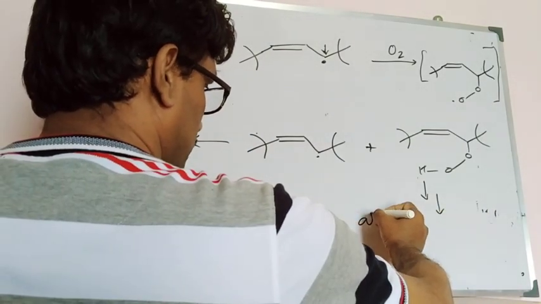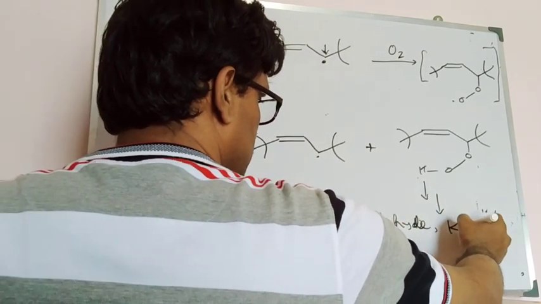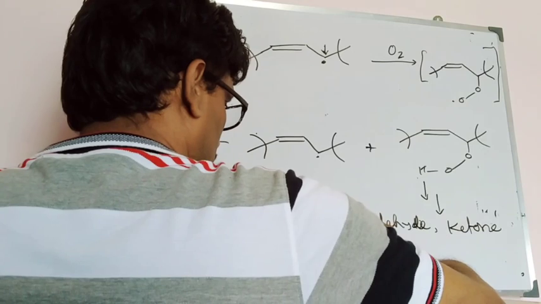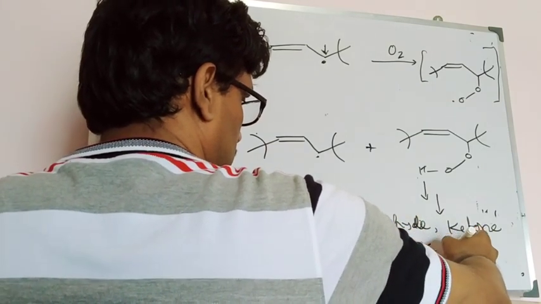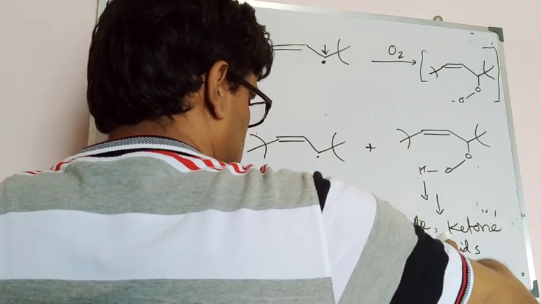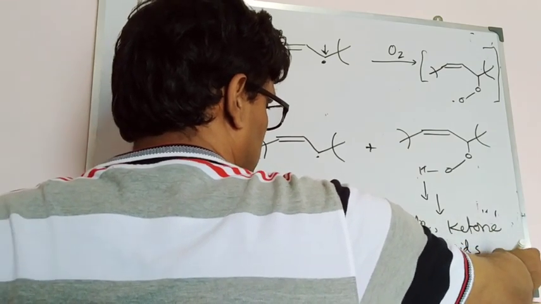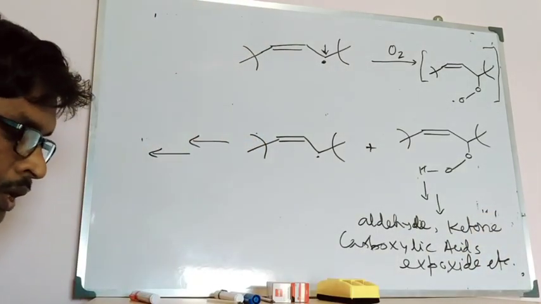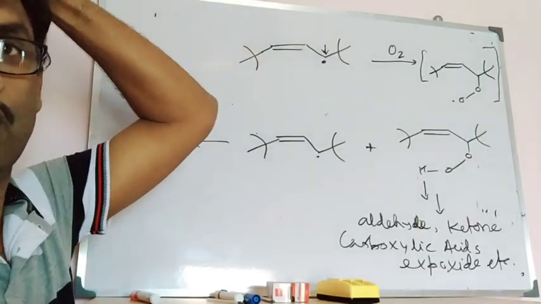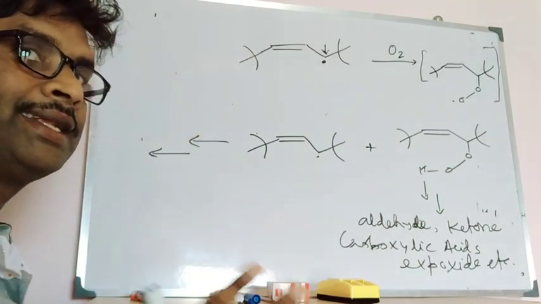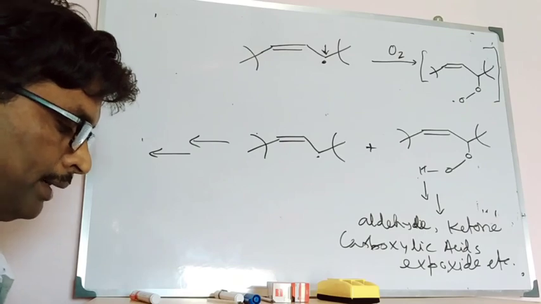So it can be converted to the aldehyde, ketones, carboxylic acid, epoxides. So due to the formation of such kind of reaction, the oil, that is which contains the double bond, will be rancid during the time.